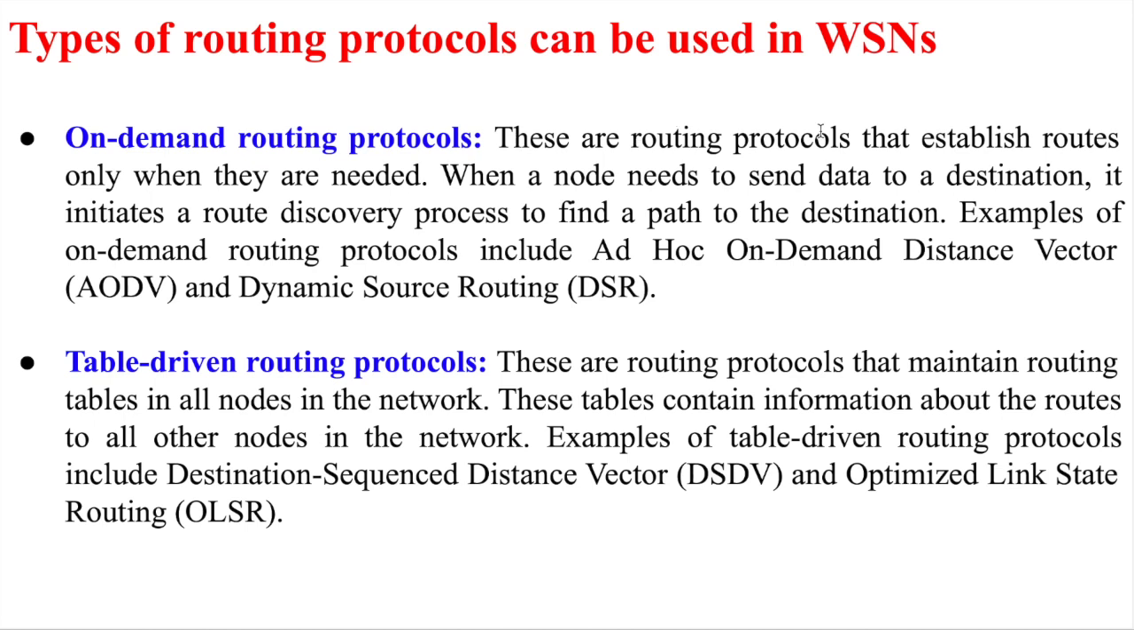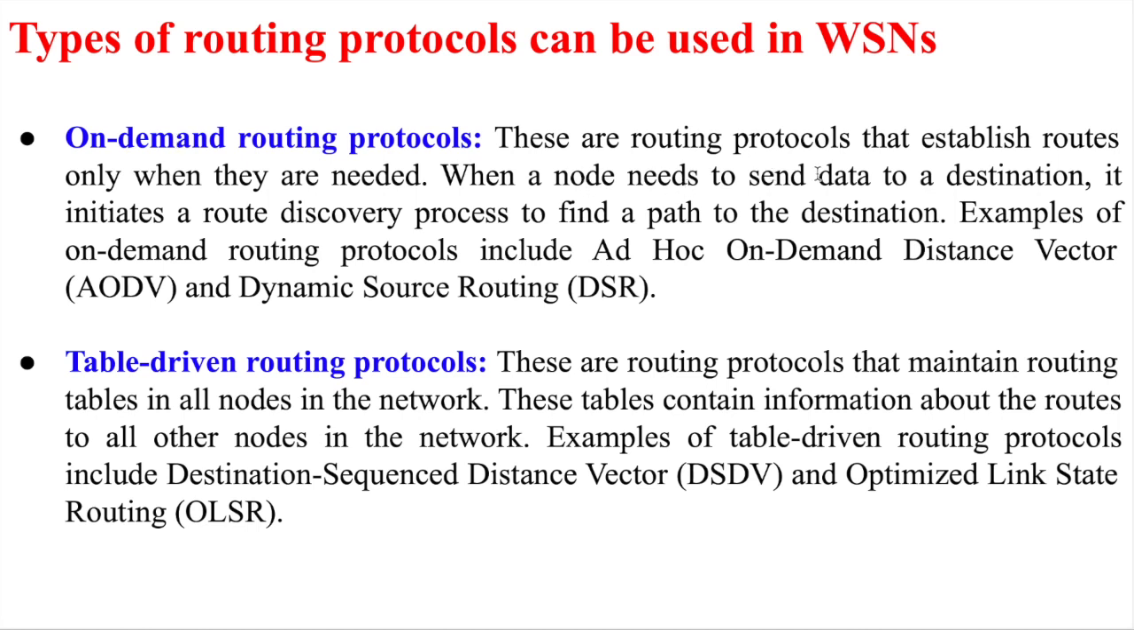An on-demand routing protocol establishes the routing path only when it is needed. There is no routing path initially; the node has no information about the route. But when the node needs to transmit data, it creates a path, a route from the source to the destination. So in that category, the demand comes into the picture.